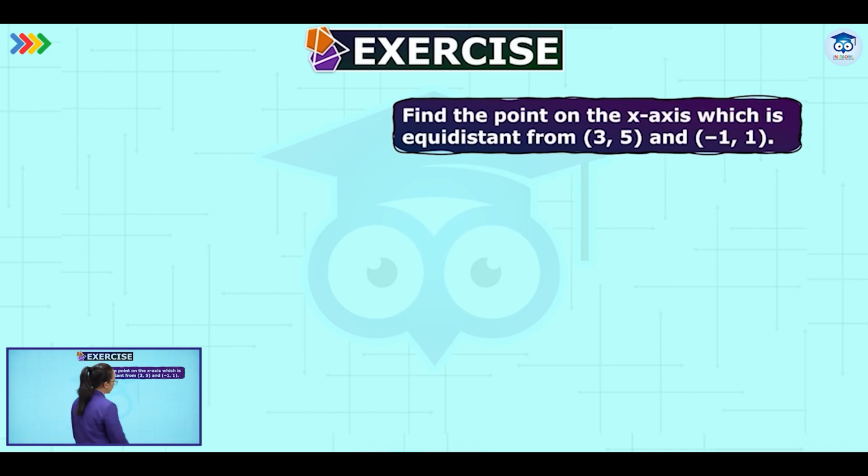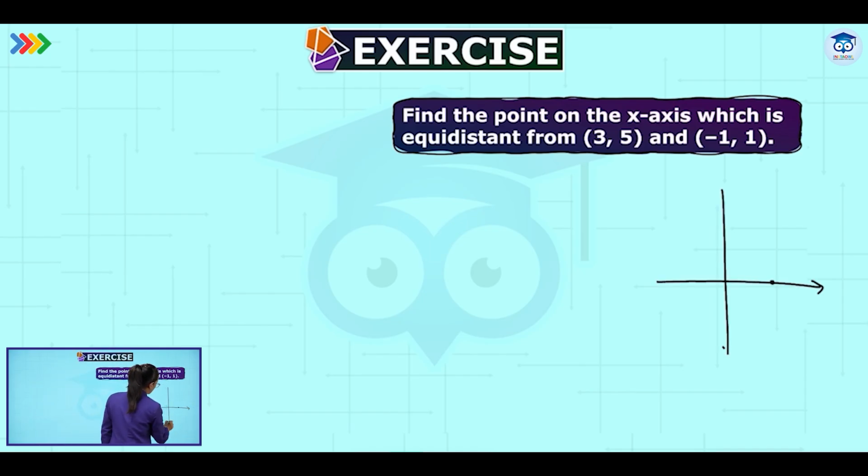It means we have 2 points and then we are going to find a point on the x-axis. So the x-axis is somewhere here, right? The point may be here or here. It may be anywhere on the x-axis, but it should have the same distance from these 2. 3 comma 5 will be somewhere here, right? And minus 1 comma 1 will be somewhere here.